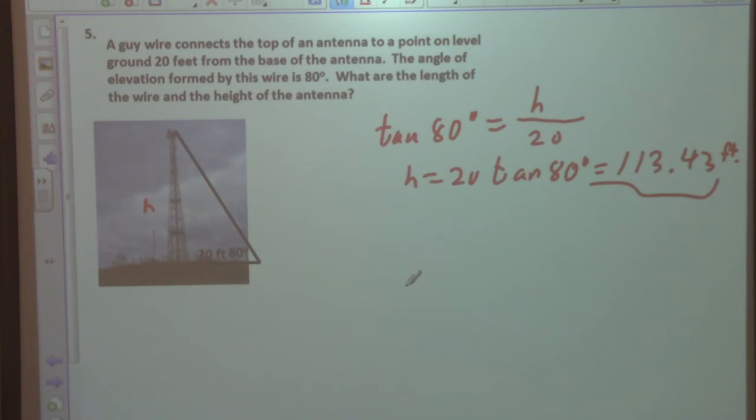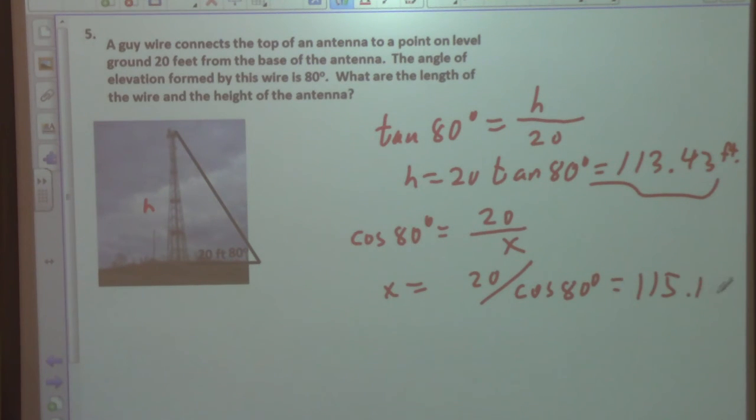Okay, then for the hypotenuse, I did cosine of 80 degrees is equal to adjacent over hypotenuse, so 20 over x. And then I did 20 divided by cosine of 80 degrees, which equals 115.18 feet. 118 feet? Yes.